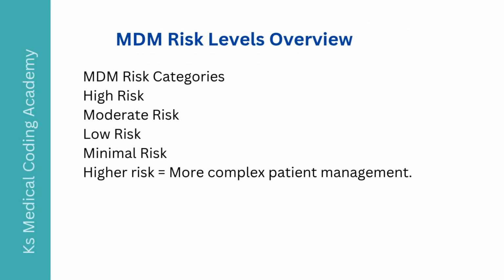MDM risk is divided into 4 levels: minimal, low, moderate, and high. The provider selects the appropriate level based on the patient's treatment, medications, procedures, and overall management. Understanding these categories helps assign the correct E/M code. CPC tip. Remember the 4 risk levels: minimal, low, moderate, high.